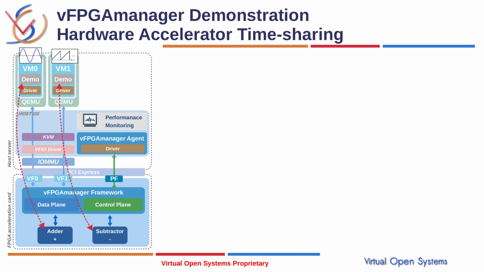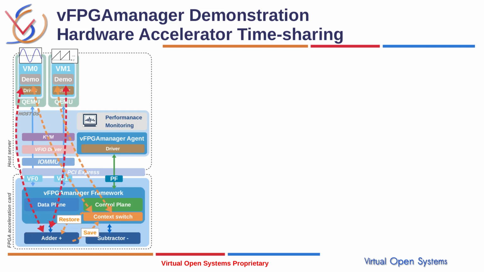To conclude this demonstration, we will show in this sequence the hardware accelerator time sharing between two virtual machines. In fact, the vFPGAmanager framework integrates a context management that enables FPGA accelerator overcommitment. The context management is responsible to save and restore the context of each virtual machine. First, the vFPGAmanager agent sends commands to map the adder accelerator to the two virtual machines.